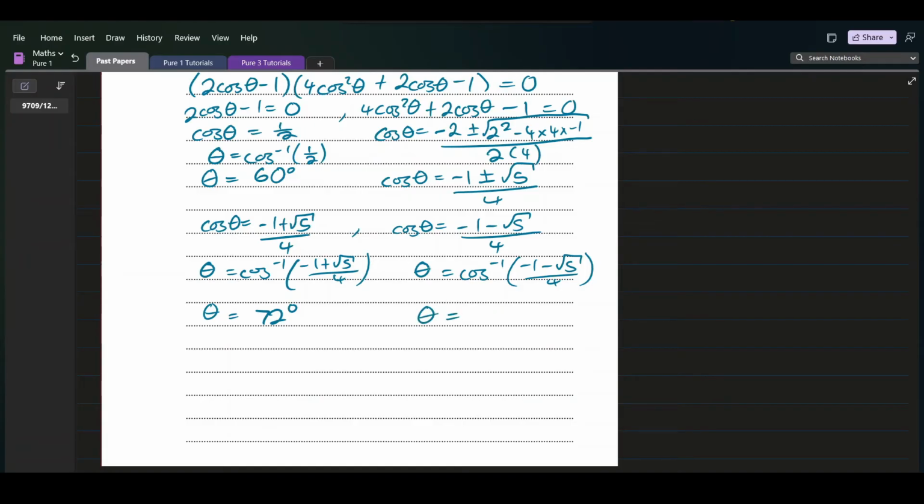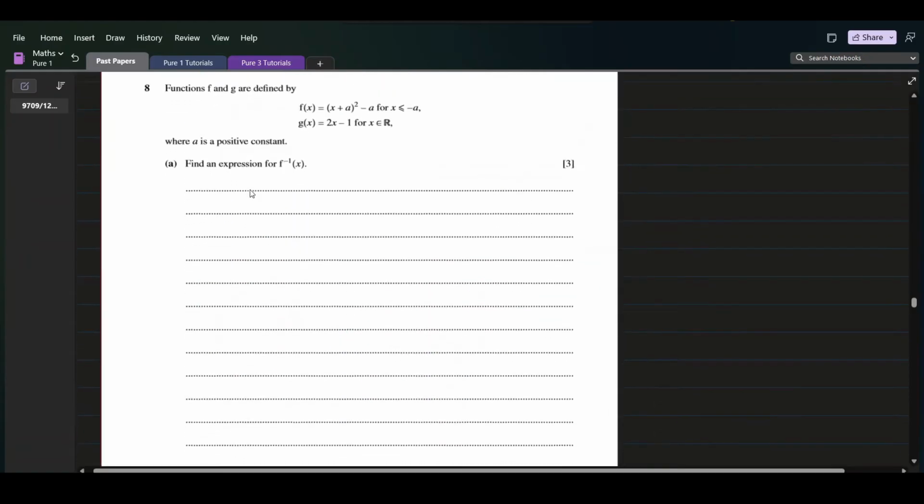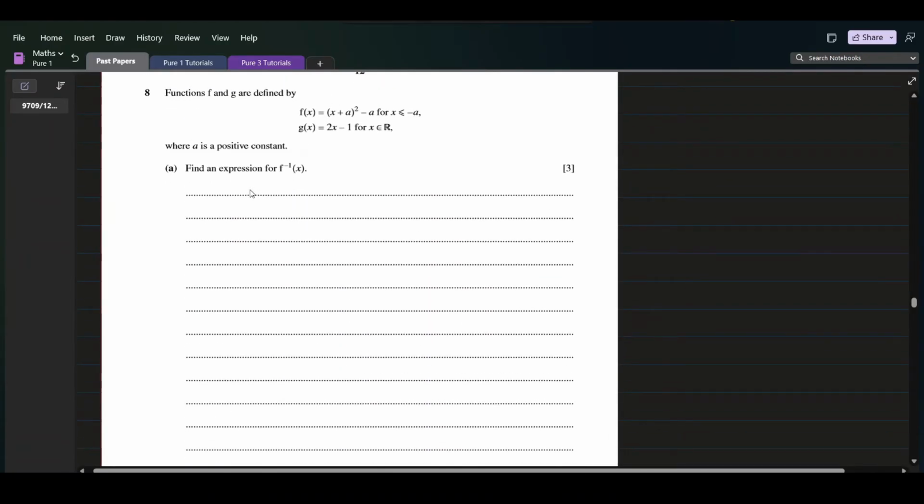And theta is equal to, so this is 144 degrees. So therefore the final answer would be theta is equal to 60 degrees, 72 degrees, and finally 144 degrees. Let's move on to question number 8.